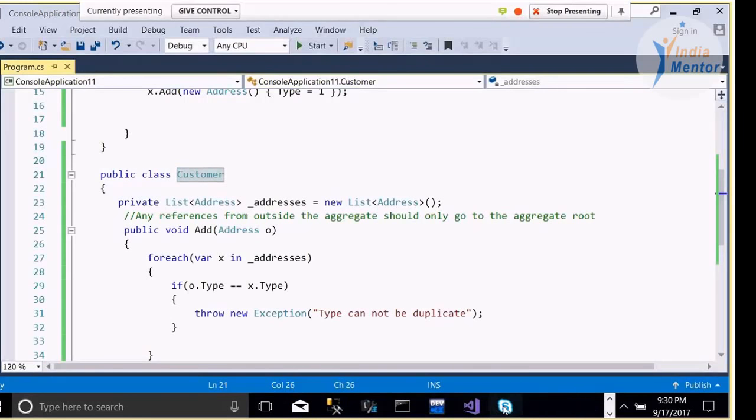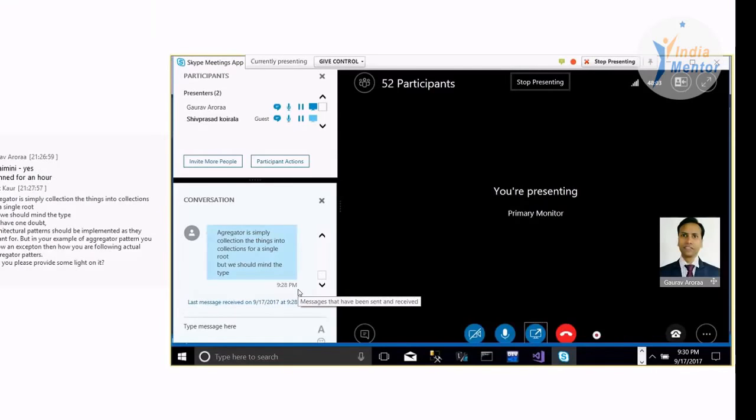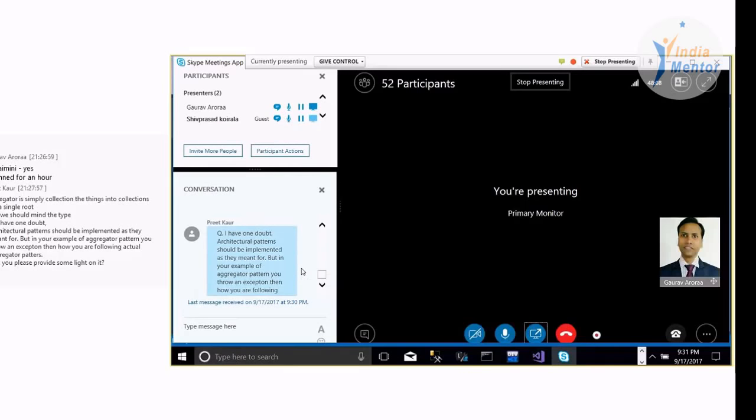Let me go back to questions here. Okay, guys, any questions on aggregate root? I'm not sure if you're able to follow that. Yes, sir, absolutely, there are a few questions on this. Yeah, let me take up the questions.